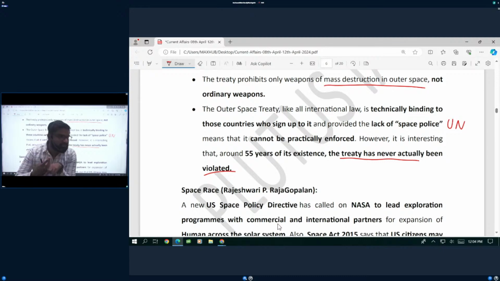Does not cover ballistic missiles, does not cover the private sector, does not cover ordinary weapons, and it does not have a proper enforcement mechanism except the United Nations. So what do we do about this? We can do something.